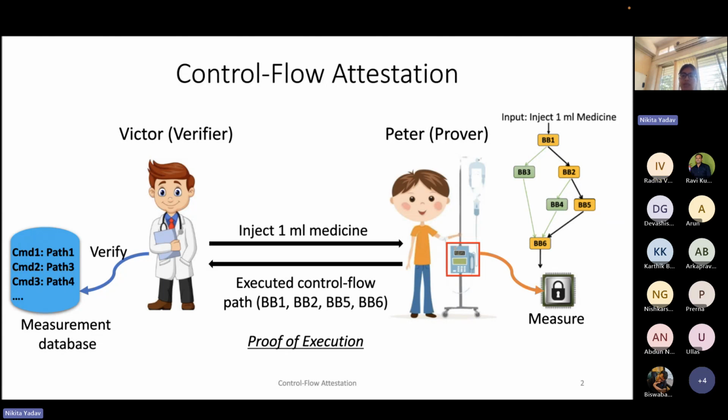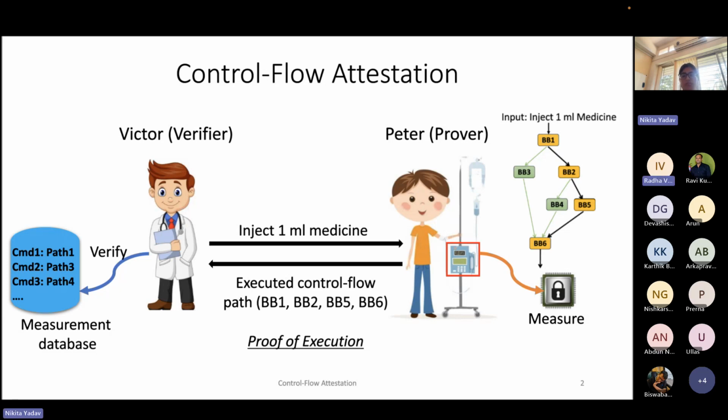And to do so, we are leveraging some secure hardware, and we are recording the path that the program is taking at runtime and sending it back as a proof of execution to the verifier, to be verified against some measurement database created ahead of time. And we assume that this measurement database is created in a benign setting, so if it is mapping a command to a path, then we assume that that is a valid path to be executed for that particular command.